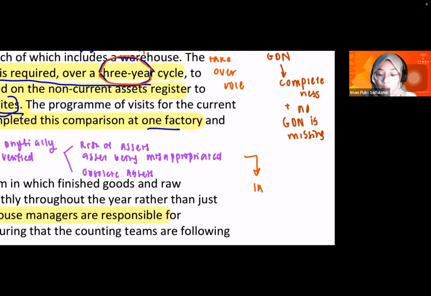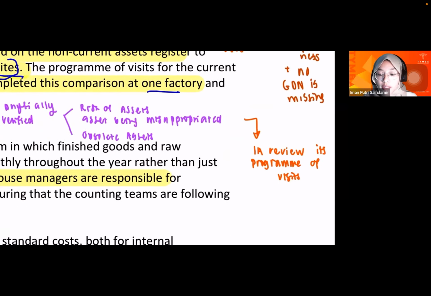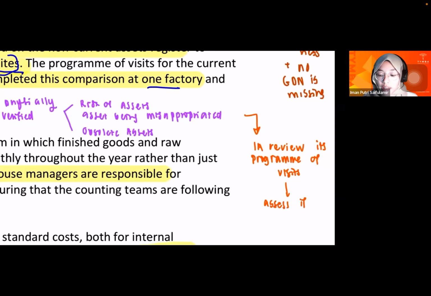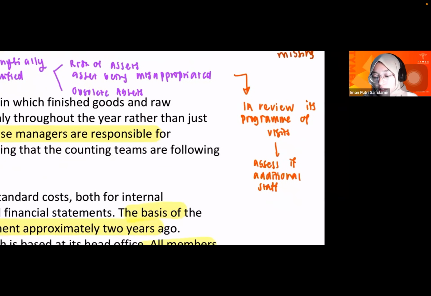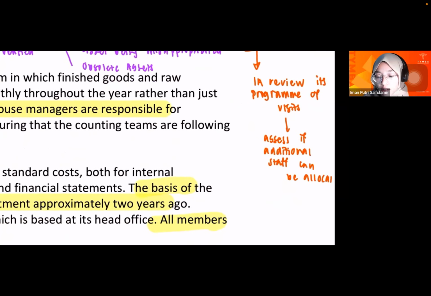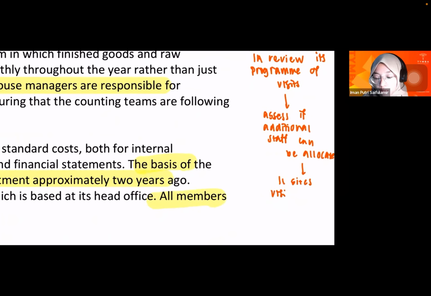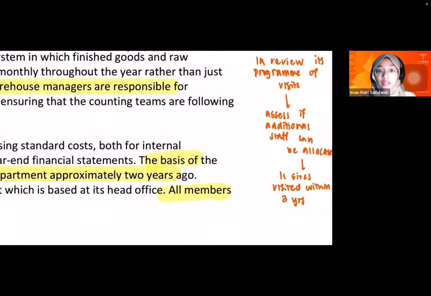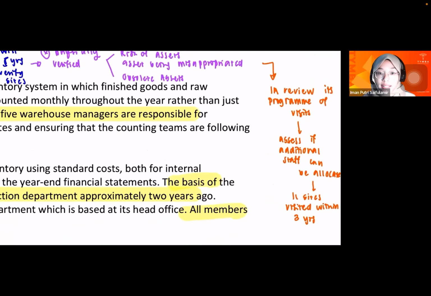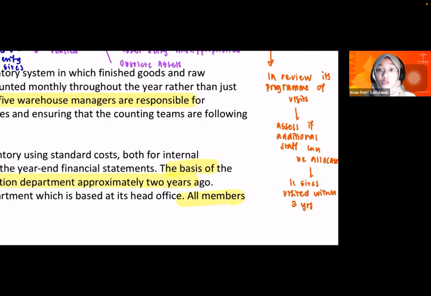Okay. So IA will review its program of visits to assess if additional resources or additional staff can be allocated to ensure that all 11 sites can be visited within the 3 years, to ensure that physical verification of all assets could be completed. So any assets which cannot be located should be written off.